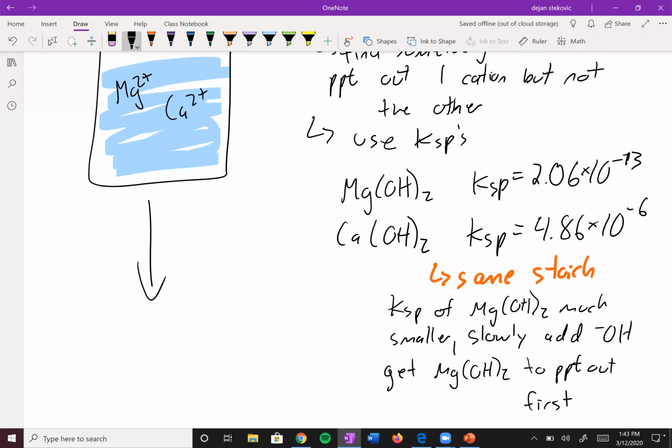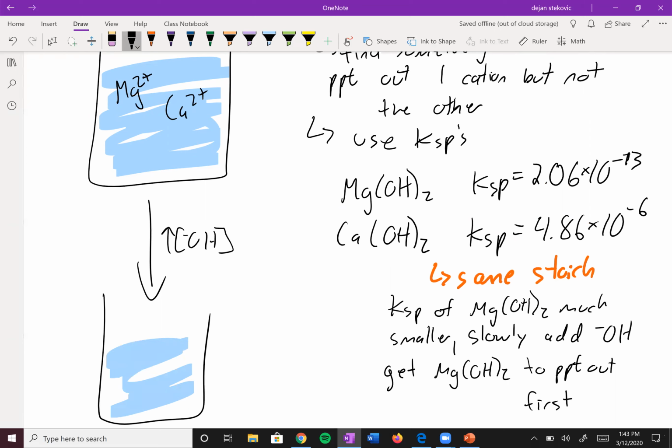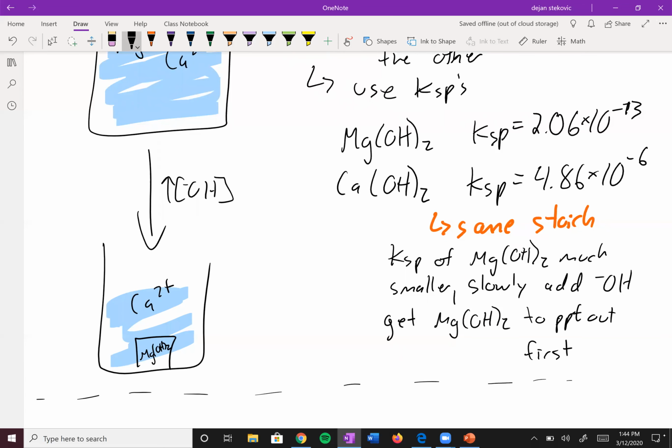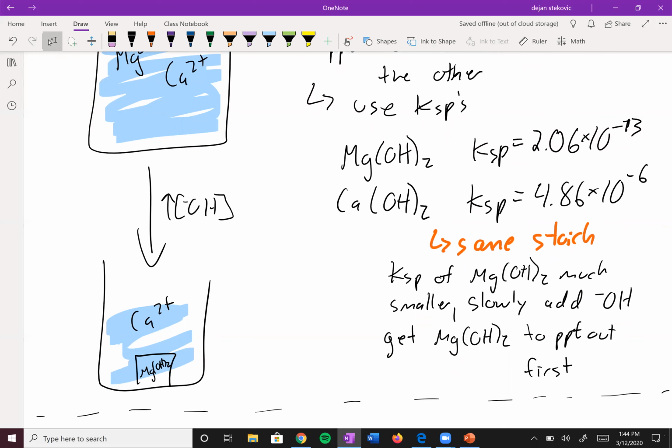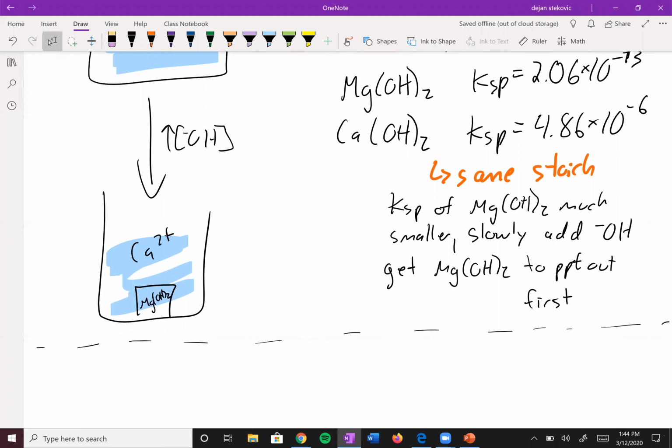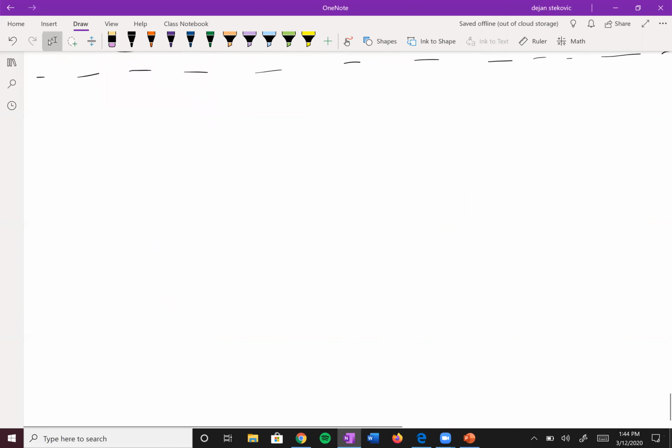All right, let's draw a little picture of that. You end up with a solid of magnesium hydroxide, and your calcium will stay in solution. Again, this is the theory about it, just logically thinking it through. Not good enough. We want to know exactly how much hydroxide you have to add to get this magnesium to start coming out. So let's take a look at it.